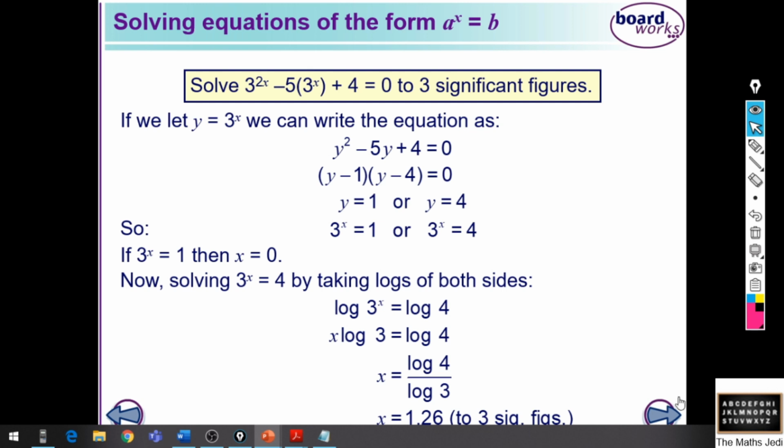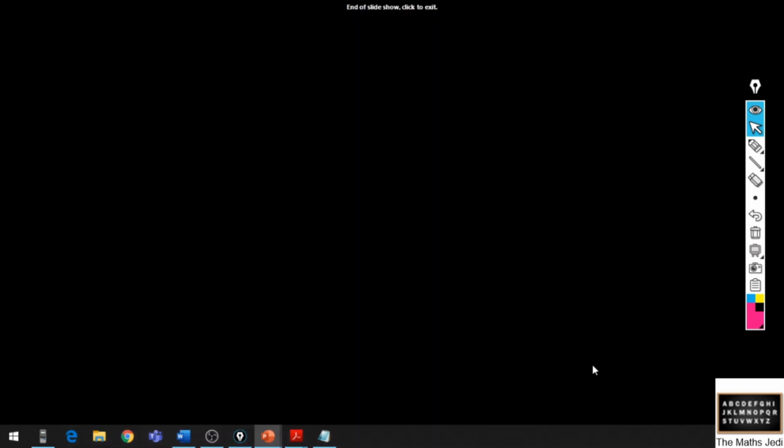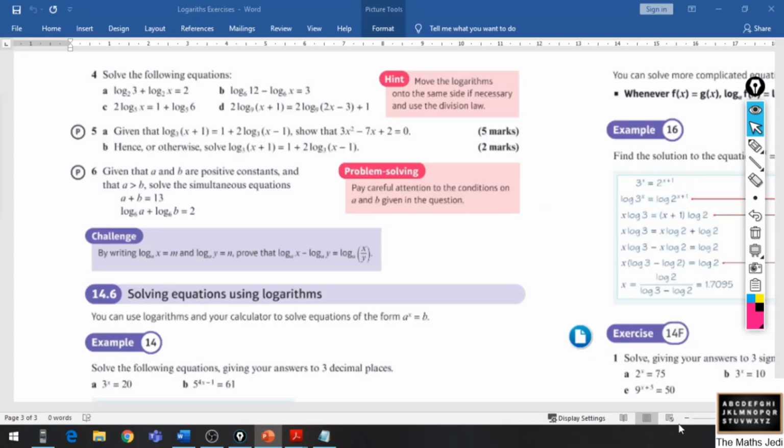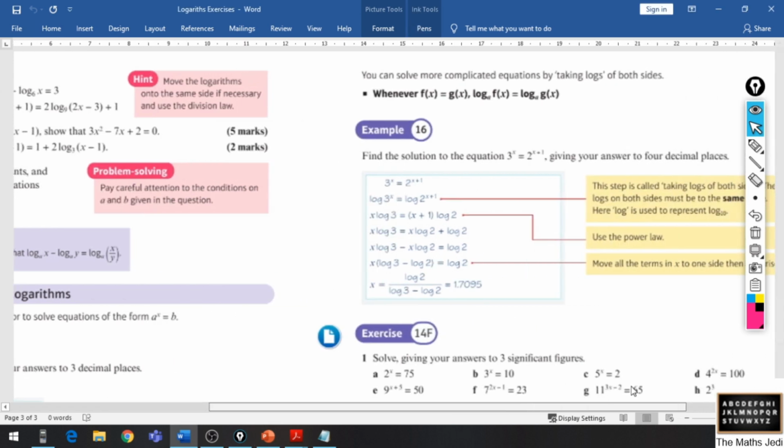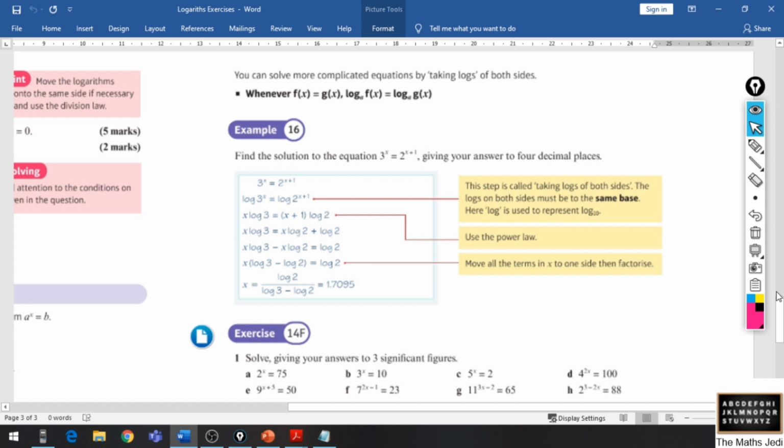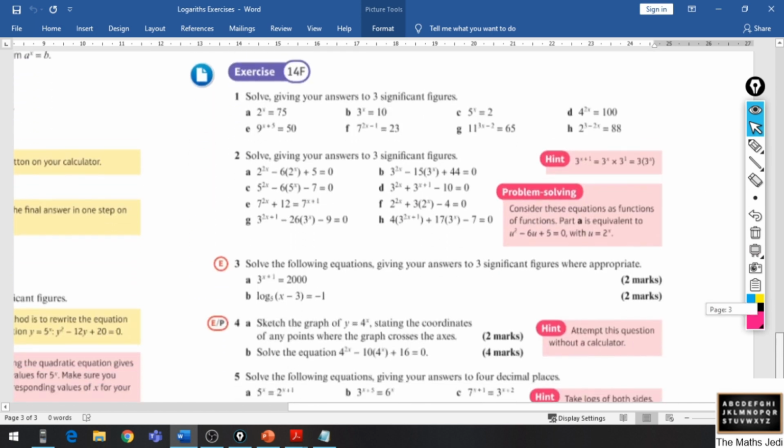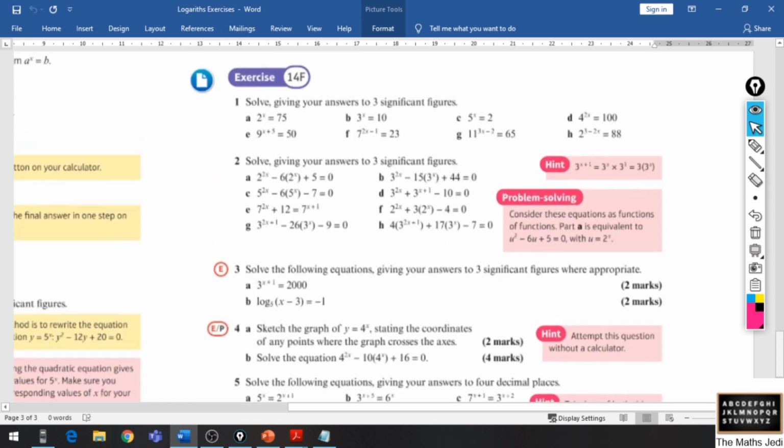Let's look at a couple of examples. We're going to go straight into the book. This is exercise 14F we're going to look at. There's quite a lot of questions in this particular exercise that we need to engage with, so we're going to go through that. It's page 325 in the book. We're going to work our way through these and understand them a little bit.